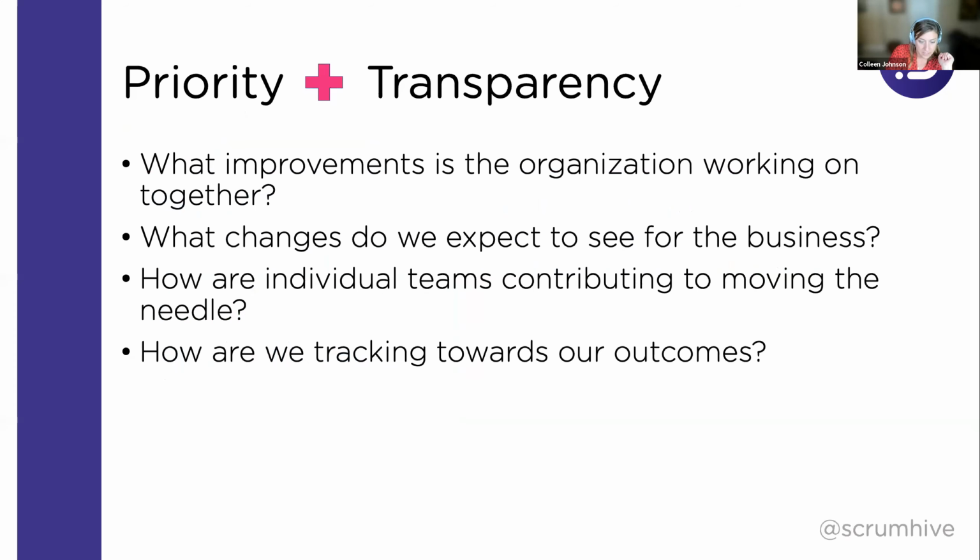So, oh, I missed one. For this, I think there's two parts, bringing together priority and transparency. We need that transparency of what's happening from the teams to be able to say, here are the key themes and problems, and then driving priority for the organization around those big things that need to be fixed.